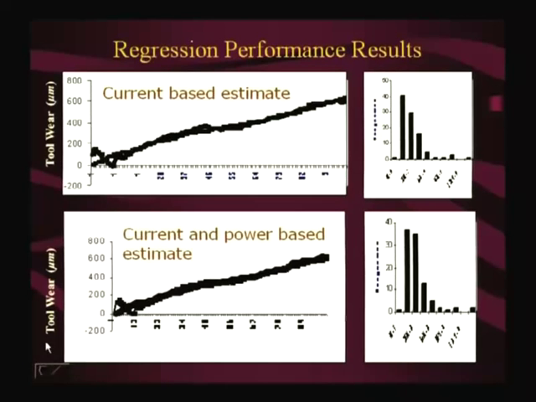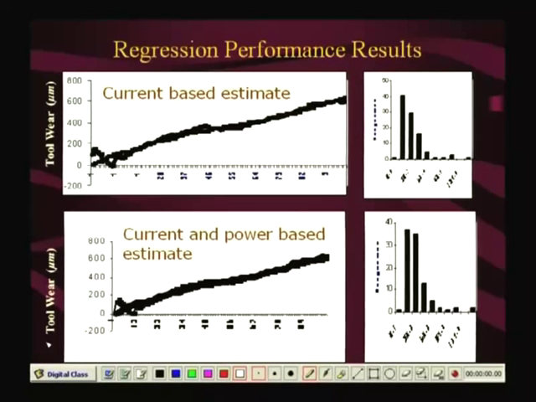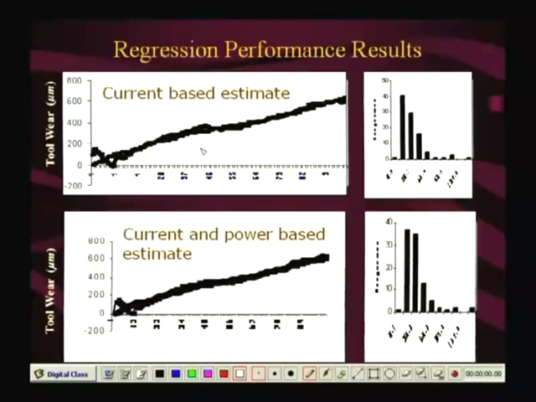Similarly, again, the advantage of having sensor fusion in terms of accuracy is shown. So you have current based estimates here, and here you have current and power based estimate. It turns out that the current and power based estimates are somewhat slightly, not much, but still somewhat improved over the force based estimates or only current based estimates.